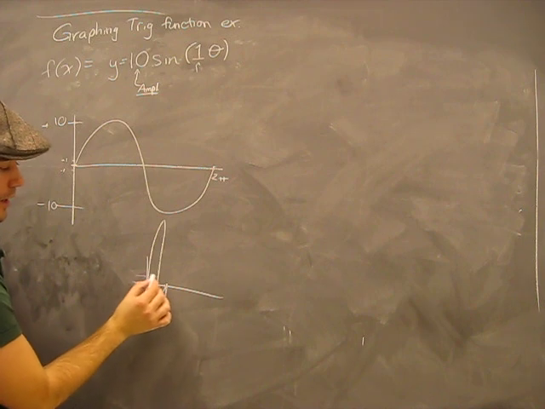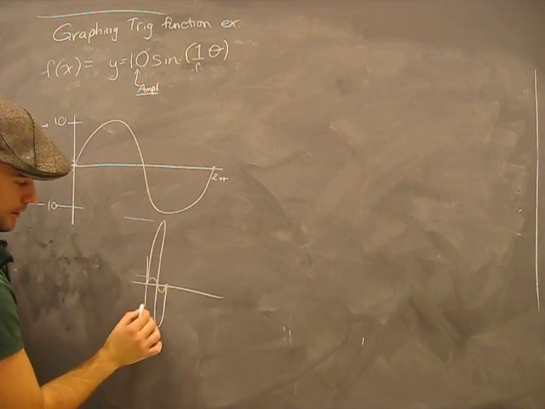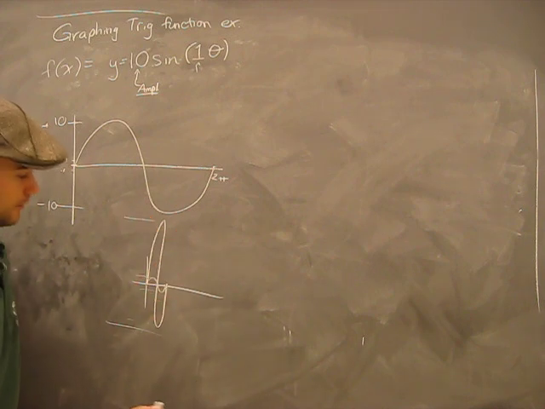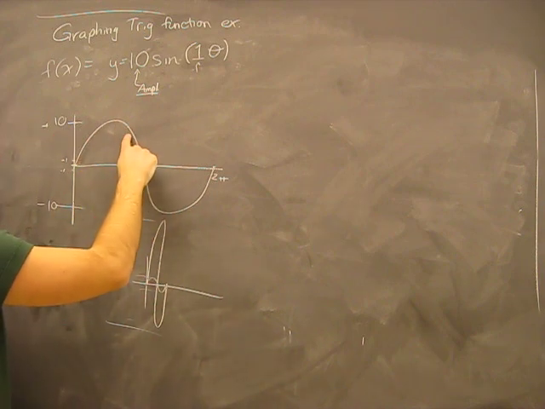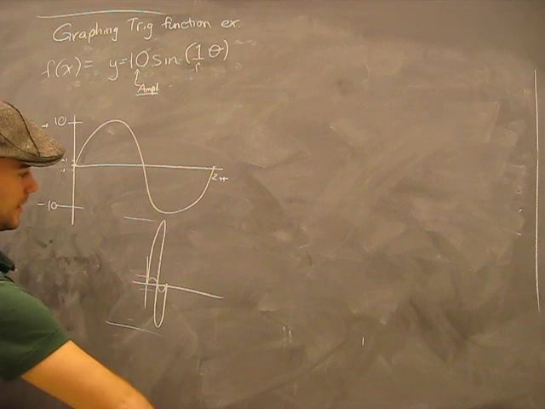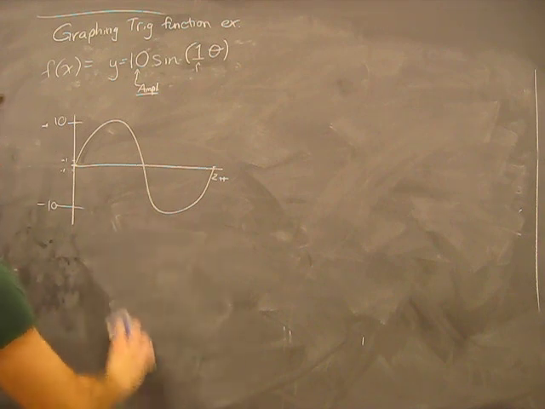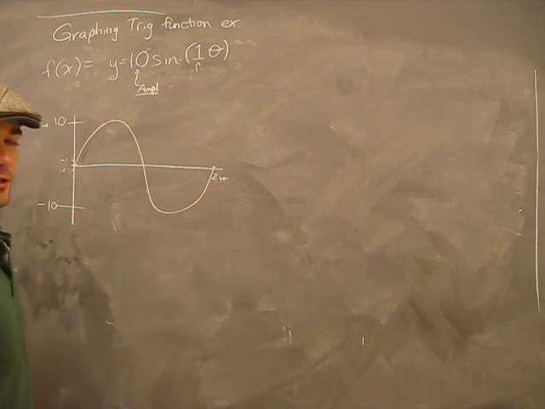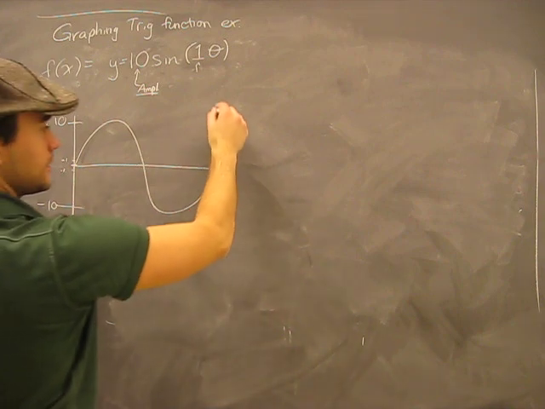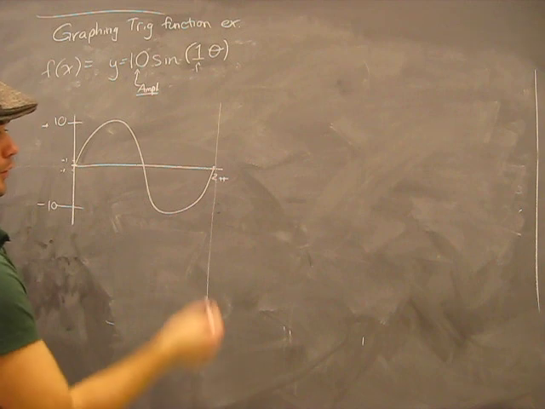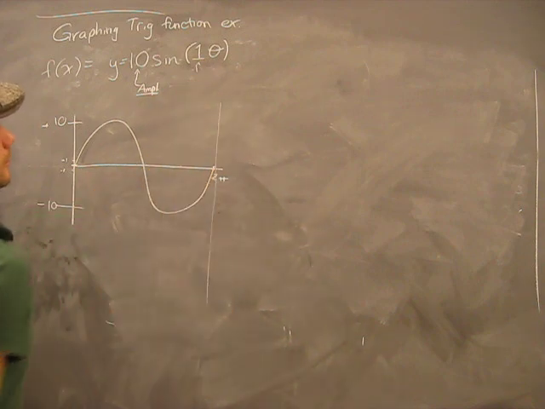Instead of going to a height of 1, it's going to go to a height of 10. A height of negative 1 is going to a height of negative 10. So I just changed the scale to show the same thing. Now we're at a height of positive 10, height of negative 10. This didn't change. We still have one period, one cycle within our 2 pi. That's what that's all about.